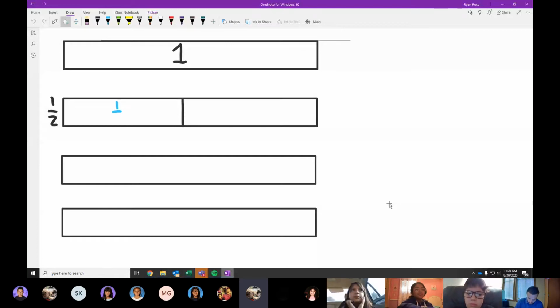So I want you all to label this along with me, okay? We have it cut into halves, and I labeled each of my parts as 1/2. Nice job, Jocelyn.